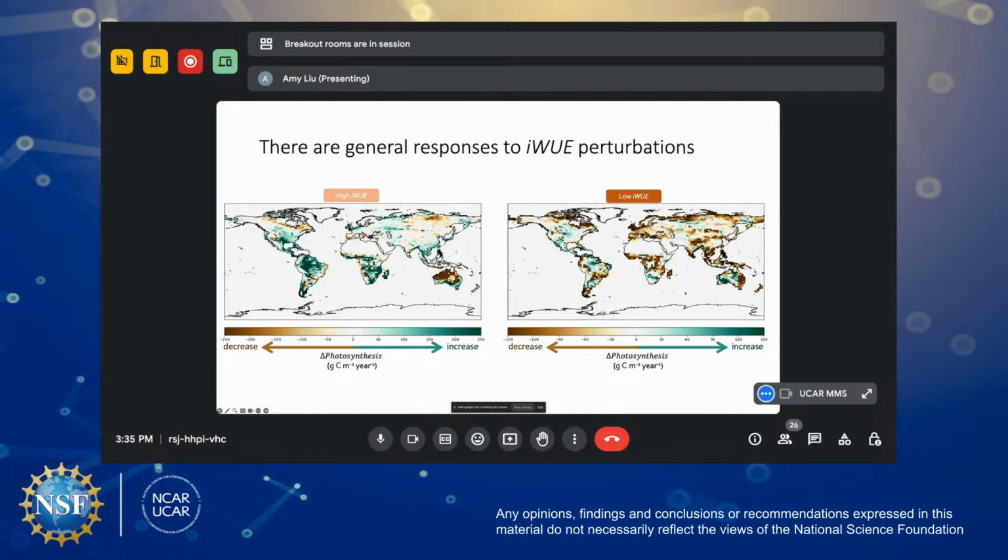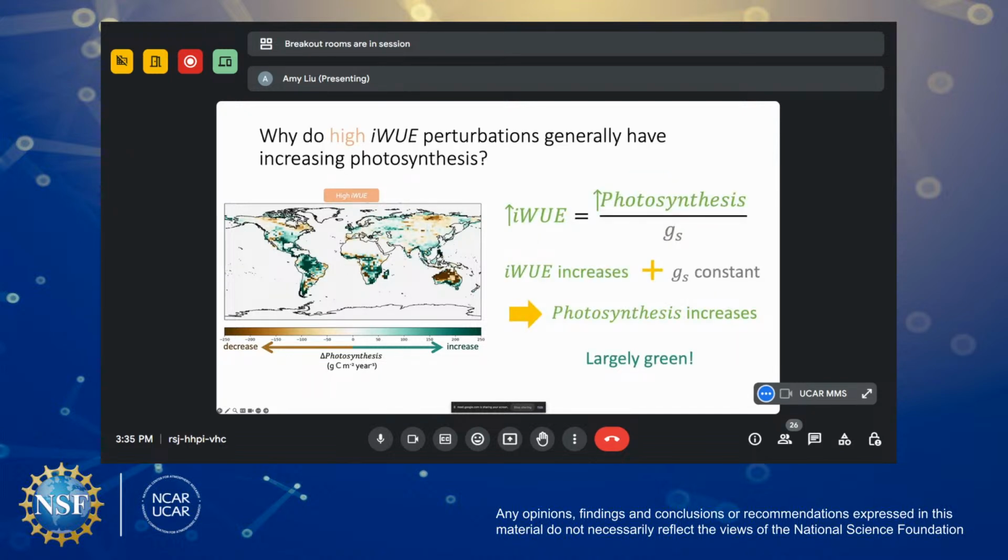So we're going to start off with, if we increase intrinsic water use efficiency, why is there generally an increase in photosynthetic response? And I know there's a lot of words on here, but we're going to walk through it. So going back to the equation of intrinsic water use efficiency, photosynthesis over stomatal conductance, when we increase intrinsic water use efficiency and we assume stomatal conductance is constant, so again, we're simplifying it for conceptual understanding, we expect photosynthesis to increase, or give us a largely green plot, which is what we see.